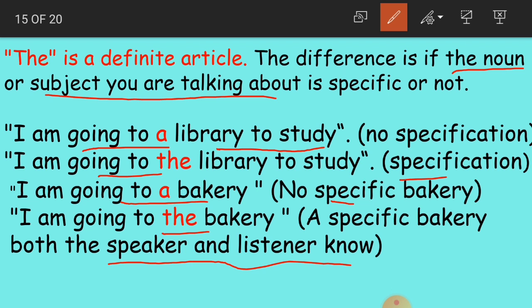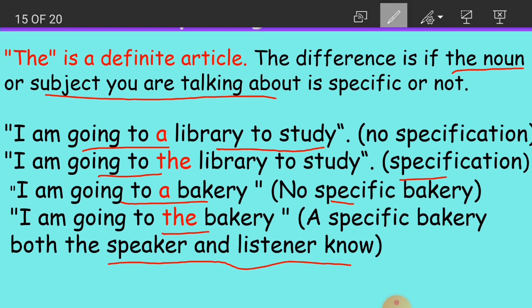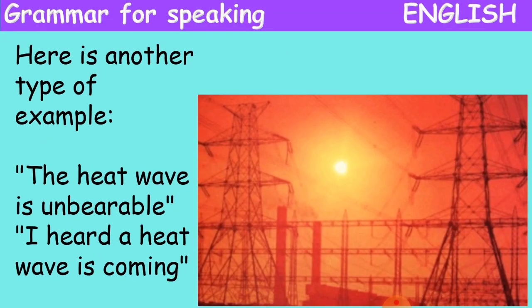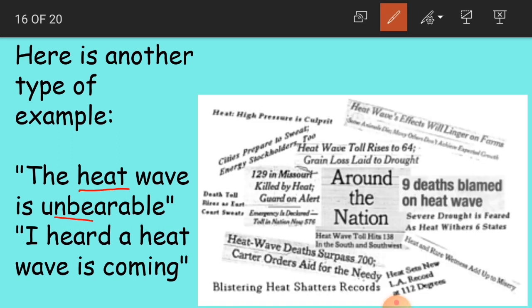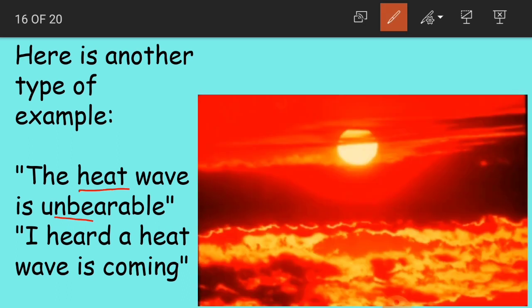Like if I am telling my family members that I am going to the bakery, they also know to which bakery I am going. I also know and they also know. So it is very familiar to you, and in that sense you are going to use the here. Again, one example is here. The heat wave is unbearable.